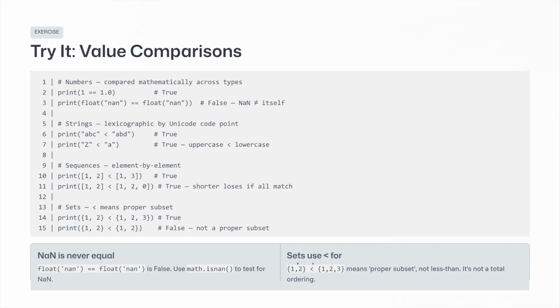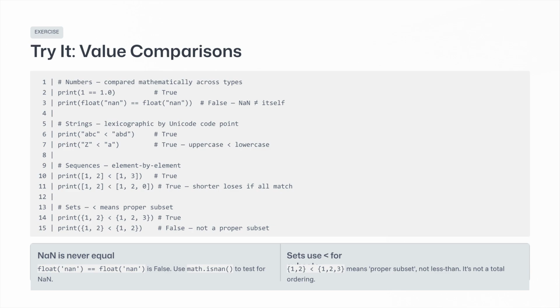Value comparisons in practice. Line 2, 1 double equals 1.0 is true. Cross-type numeric comparison. Line 3, float NaN double equals float NaN is false. NaN is never equal to itself. Use math.isnan to test for NaN. Line 6, ABC less than ABD is true. Lexicographic, they differ at the third character.